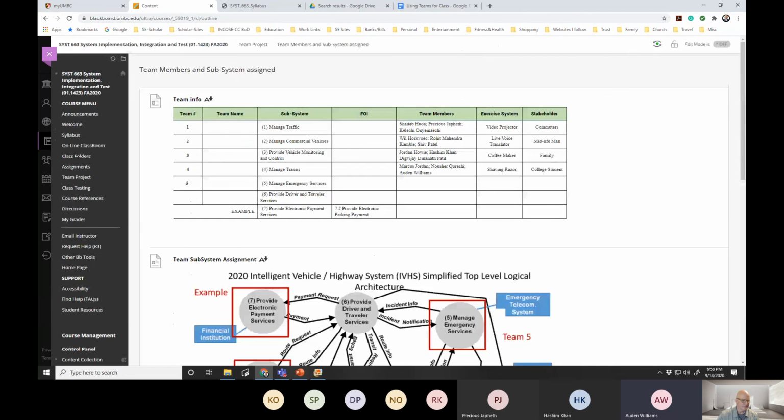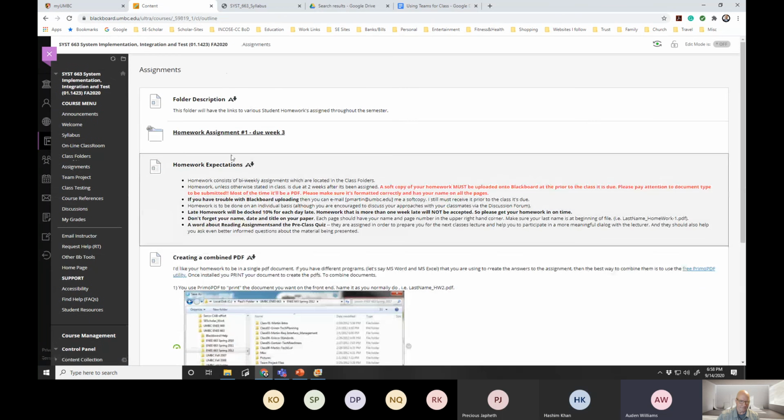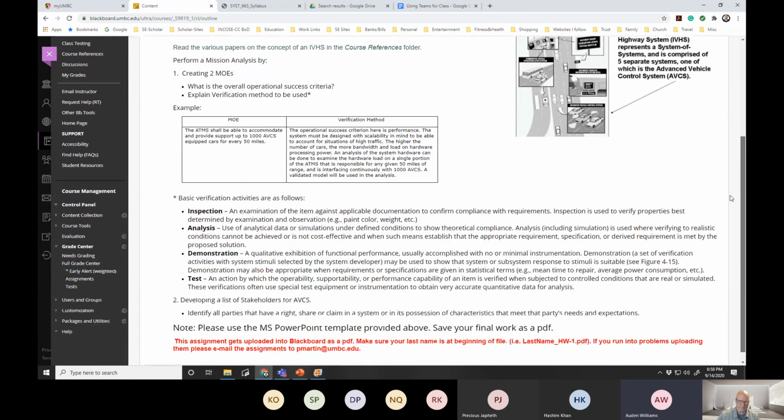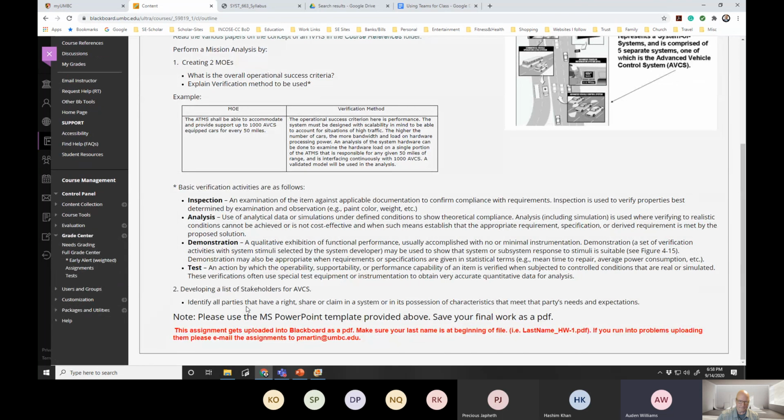No problem. Professor, one more quick question. For the homework, it says what is the overall operational success criteria. Do you want the success criteria or do you want us to develop measures of effectiveness? Because those are a little bit different. They're different. The MOEs are derived from success criteria, so to speak. I don't know what kind of format you want. I show it here, right? Is this example confusing?